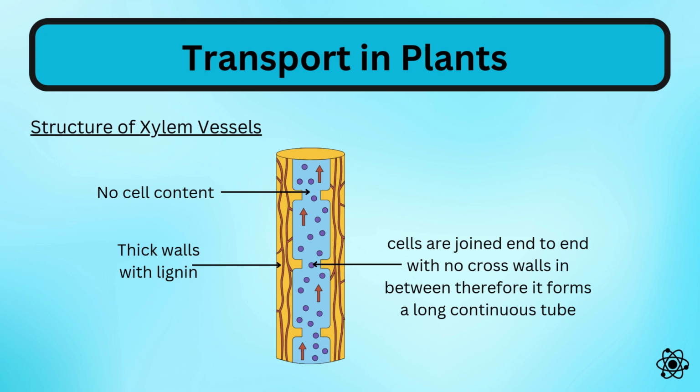The other adaptation is that the walls of xylem vessels are thickened with a substance called lignin. This helps to strengthen and support the xylem vessels and stops them from collapsing inwards.